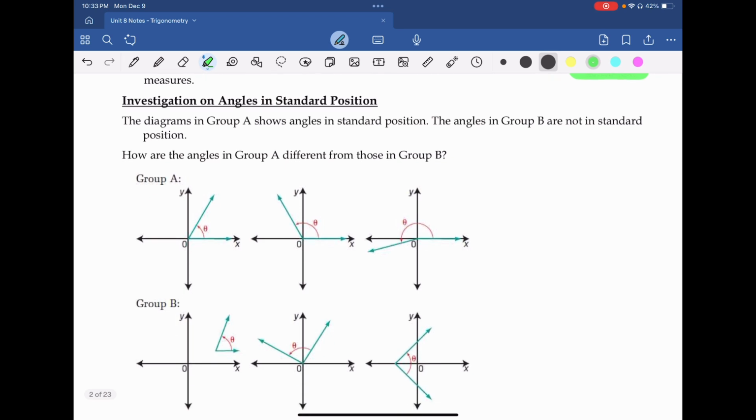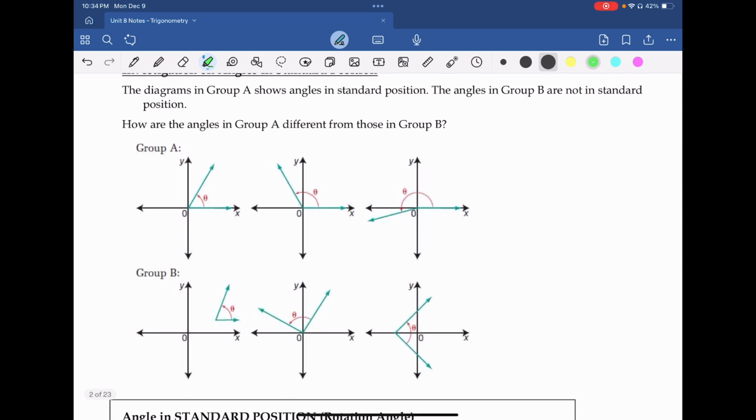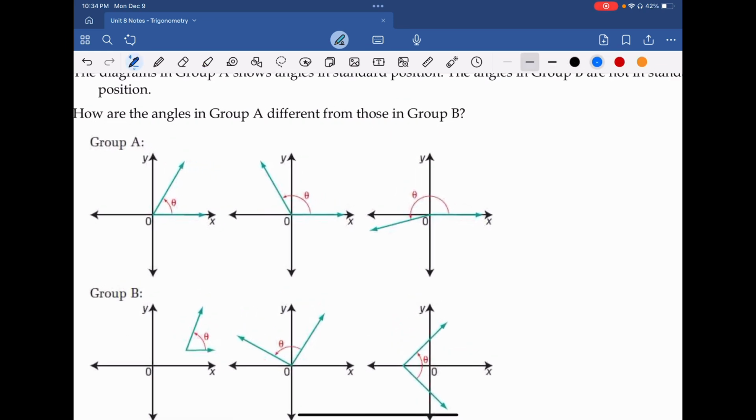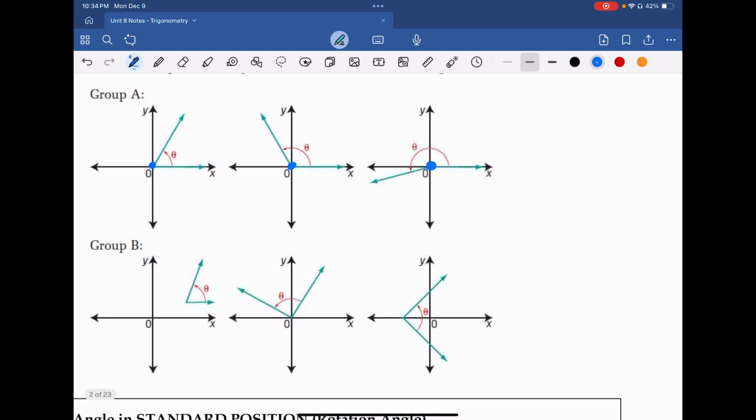Now, let's complete an investigation in angles in standard position and just talk about group A versus group B, a couple different examples in which we show how an initial arm and a terminal arm can be used on the Cartesian plane. In group A, we see that all of these points are centered at the origin. So it's really important to look at this and be like, okay, 0, 0, 0, 0, 0, 0. Any angle in standard position, the initial arm and the terminal arm are always centered at the origin. Very, very important here.